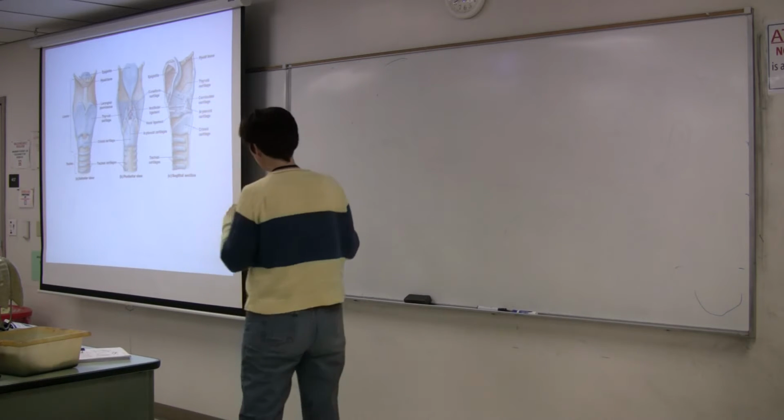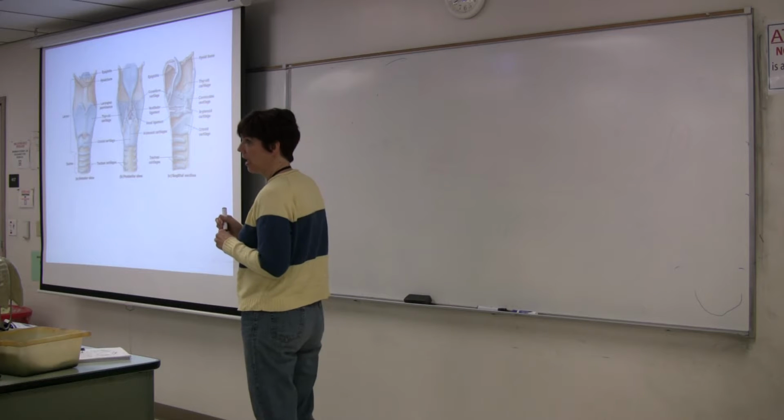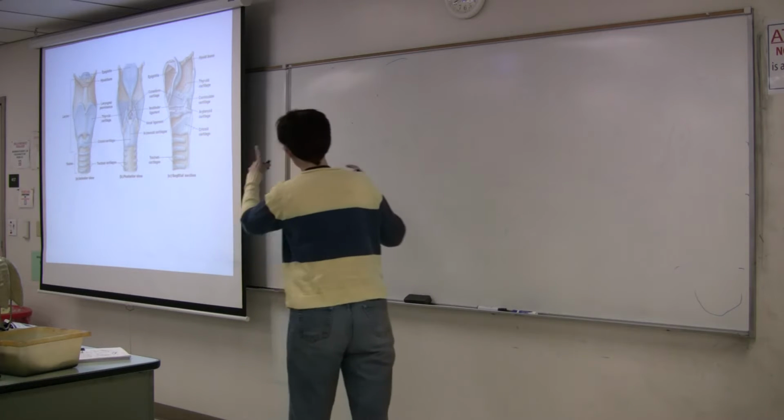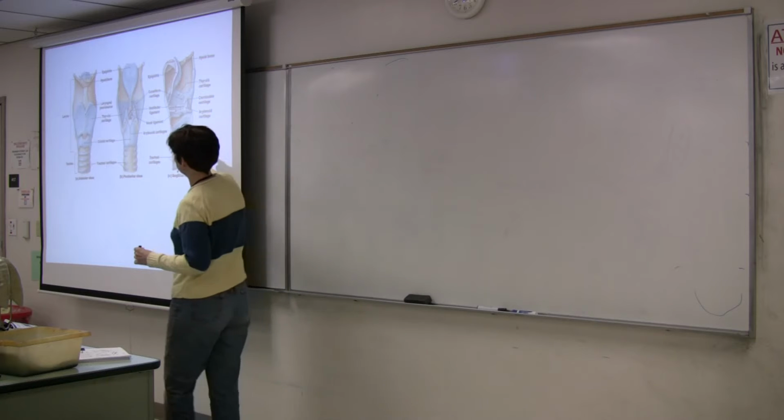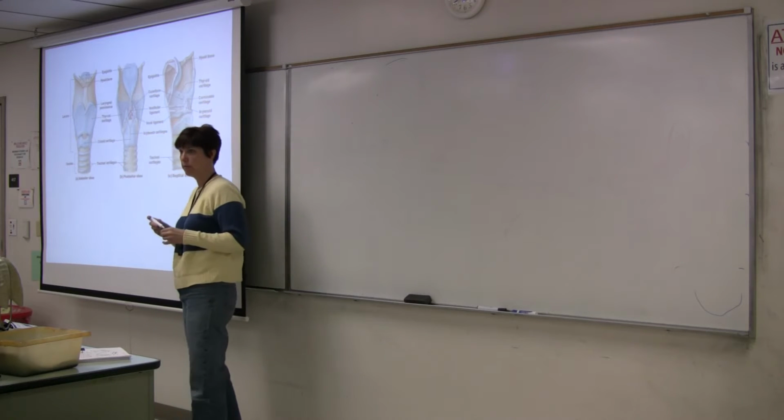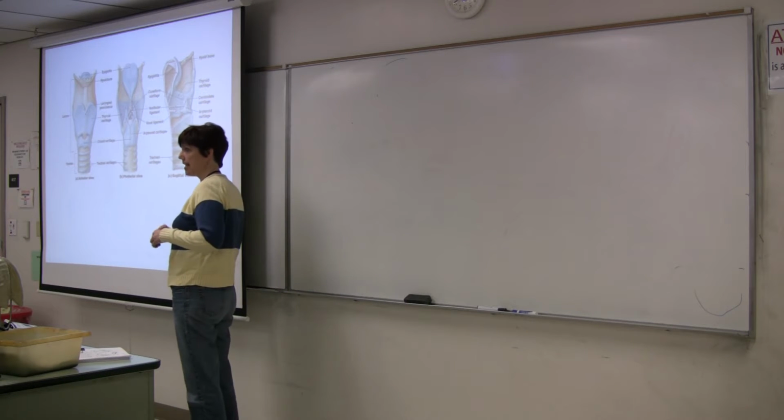So when we look at the cartilage, I'm going to draw. How do we know on this view here which was anterior, which was posterior? Which would be the easiest way, or one of the easier ways to tell?